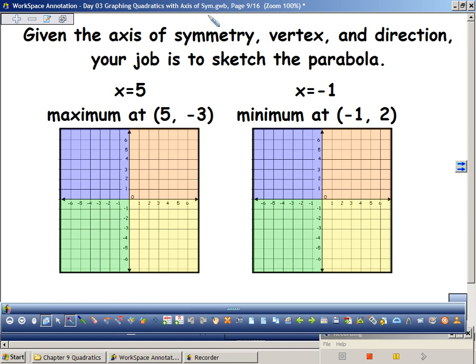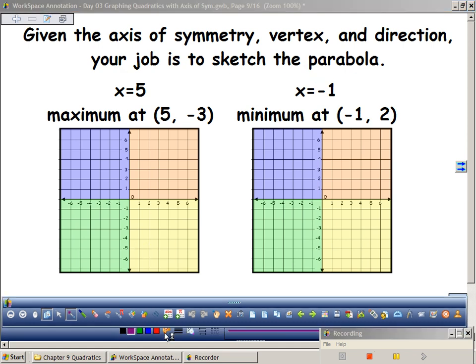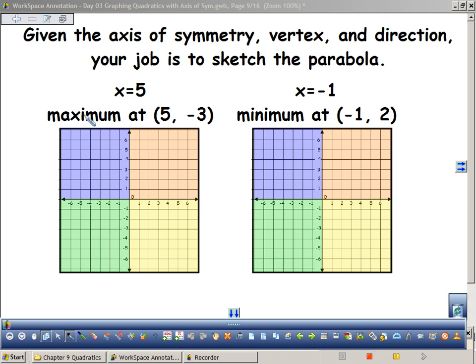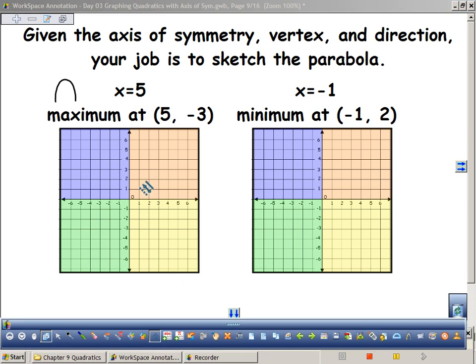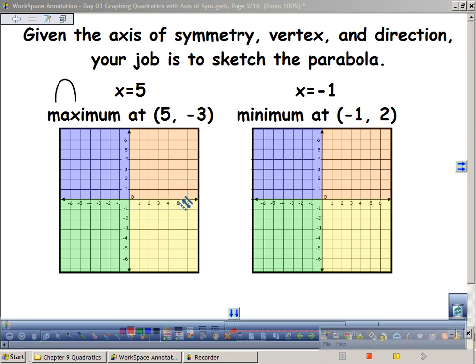Given the axis of symmetry, vertex, and direction, your job is to sketch the parabola. So help me sketch this parabola. Maximum, does that mean it's going to be smiling or frowning? Frowning, right? Mario's jumping up. That's maximum. If I have an axis of symmetry at x equals 5, that means I would have a dashed line over 5. To the right or to the left? To the right. X is 5. So I would go over 5 and draw a line. So this is my axis of symmetry.